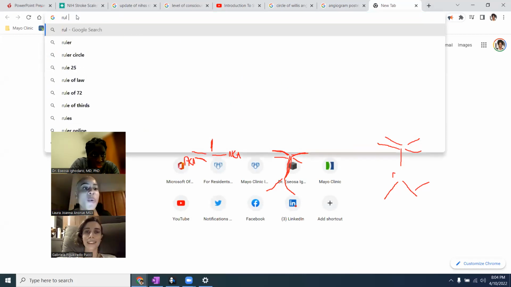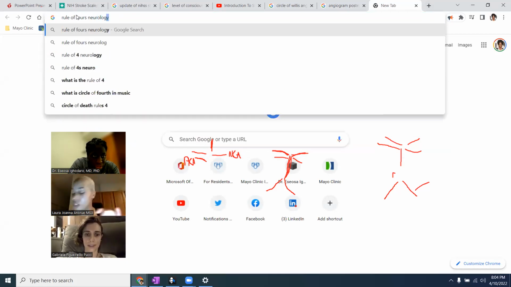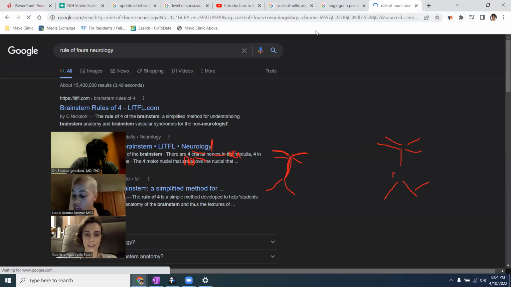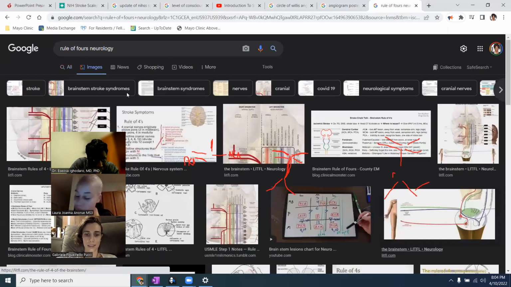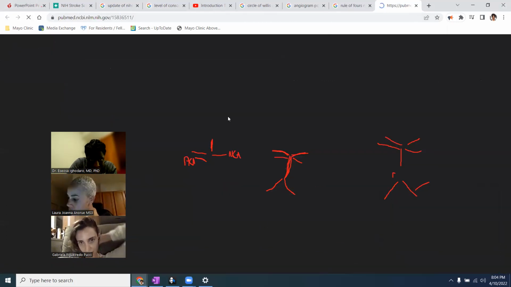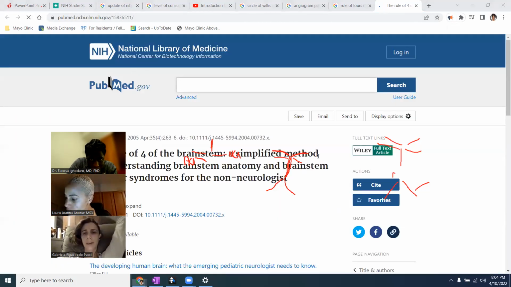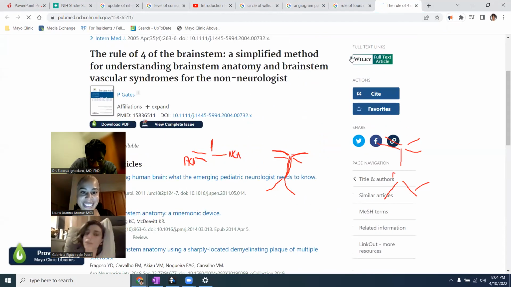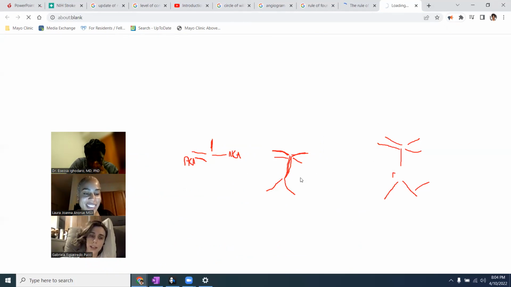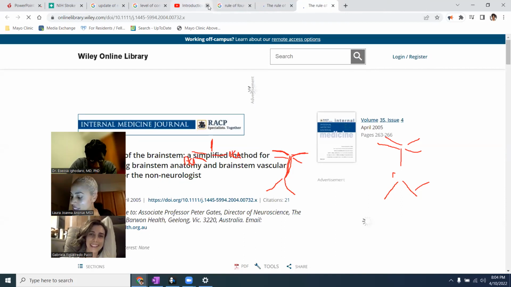If you type in rule of fours, it will literally break it down just the way Gabrielle was saying. You have the brainstem and you organize it with midbrain, pons, medulla. Oh, did you send something in the chat? I sent the original article, but I don't remember how to explain. I do remember that you have to organize between medial and lateral.